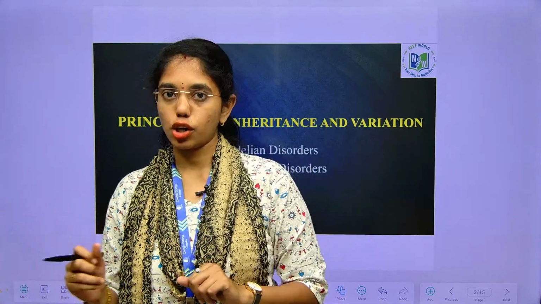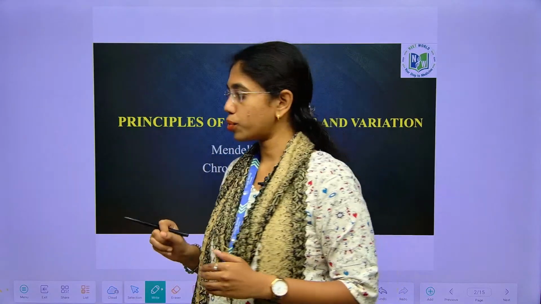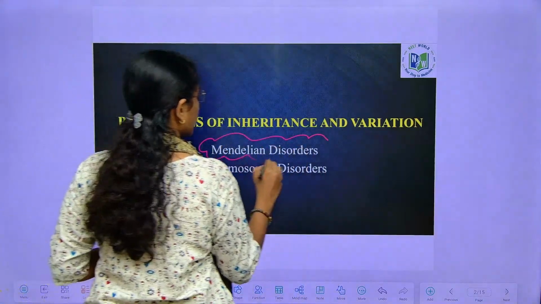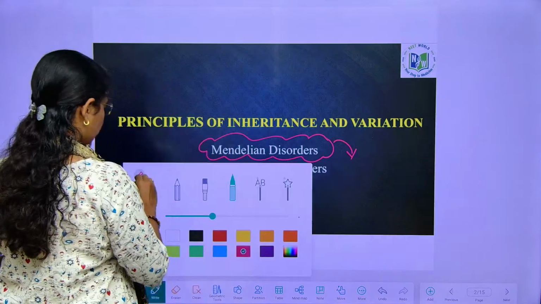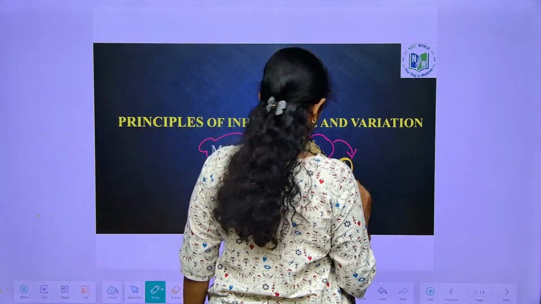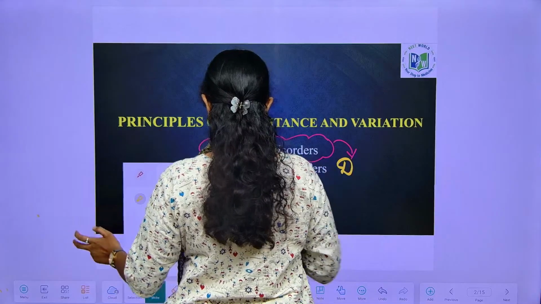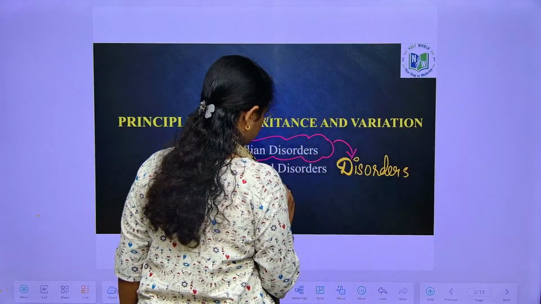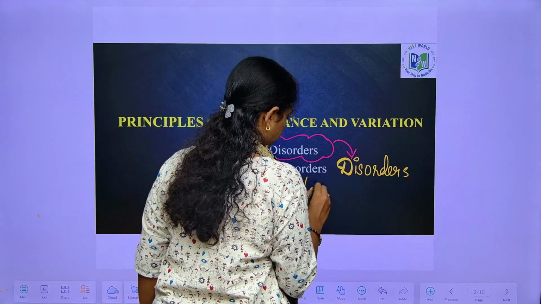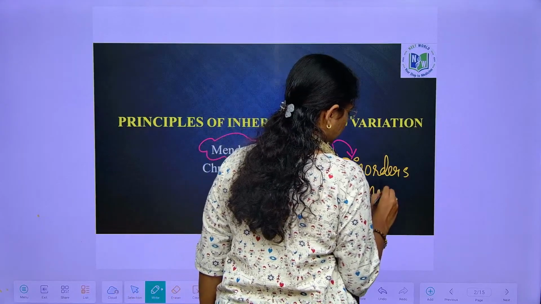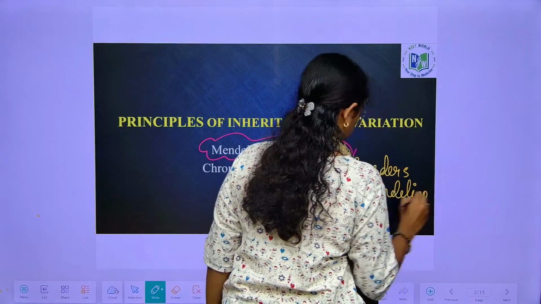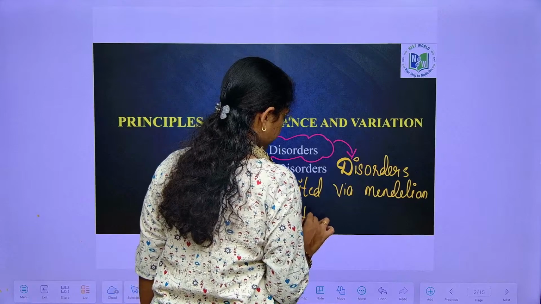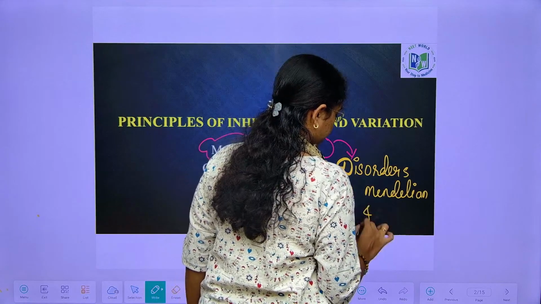What are Mendelian disorders? The disorders which are inherited across the generations following Mendelian principles are addressed as Mendelian disorders. Disorders inherited via the Mendelian pattern of inheritance.